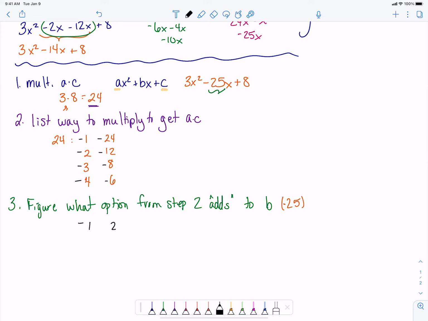And maybe I'll even write them down here again. Both of them are negative. And I'm going to see which way, when I add these up, do I get negative 25? Well, it's the first option, with 1 and negative 24. The other ones give us negative 14, negative 11, and negative 10.